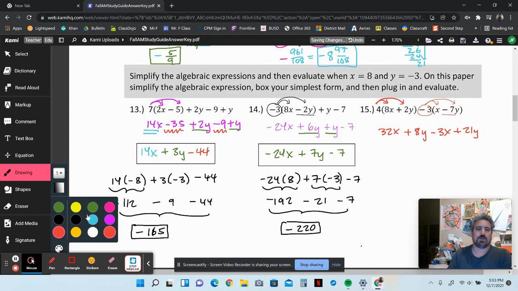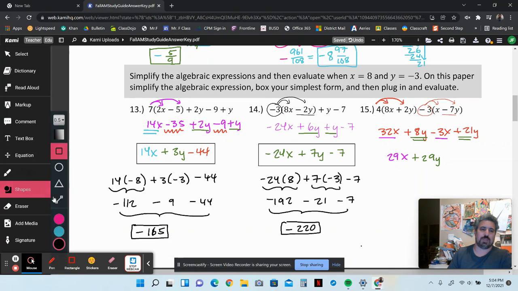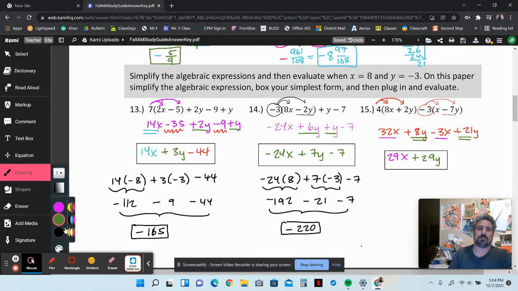Once you've got all your x's and your y's, combine your like terms. You're going to see that you've got 32 x's, take away 3 x's, which leaves you with a total of 29 x's. And then you have 8y plus 21y, which really leaves you with plus 29y's. So this is a funny little one. It's 29x plus 29y, which is pretty hilarious. You could rewrite that if you wanted to using the distributive property in reverse. You could factor out the 29 and say that it's equivalent to 29 times the quantity of x plus y. This is the same thing.